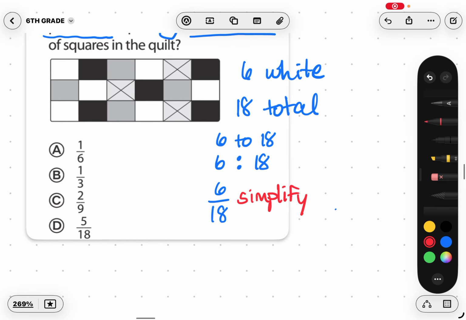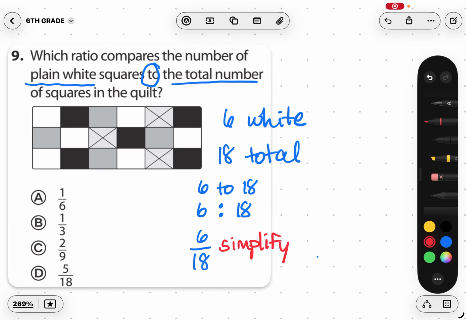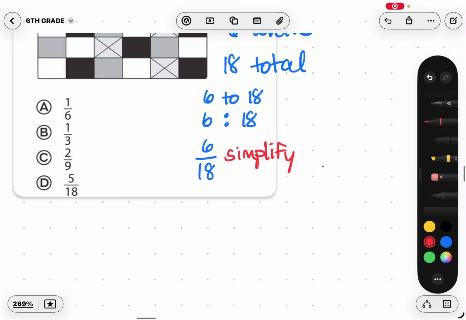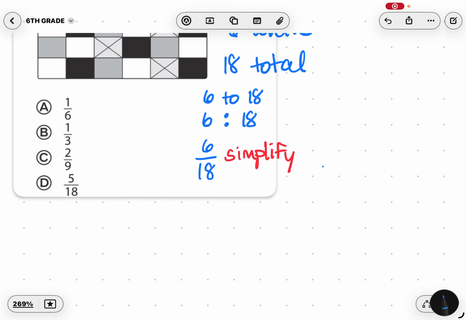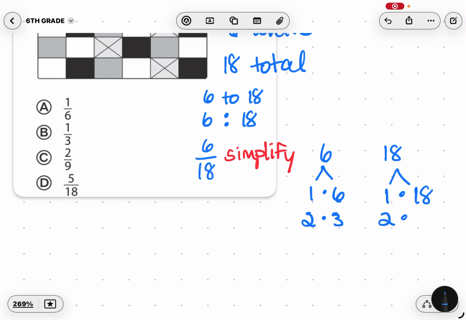Simplify. All right. So I'm going to show you how to do this two different ways. We're going to do it by hand first, and then I'm also going to show you how to do this using a calculator. Simplifying, we need to write out the factors of 6 and 18. The factors of 6 are 1 times 6 and 2 times 3. The factors of 18 are 1 times 18, 2 times 9, and 3 times 6.